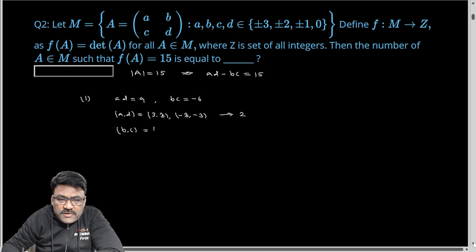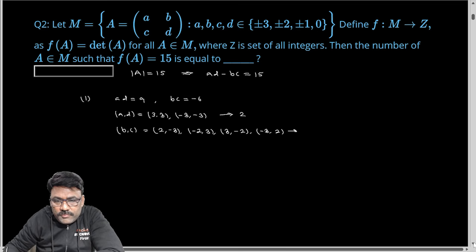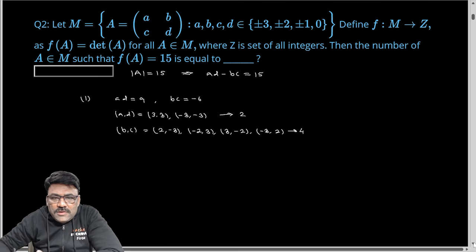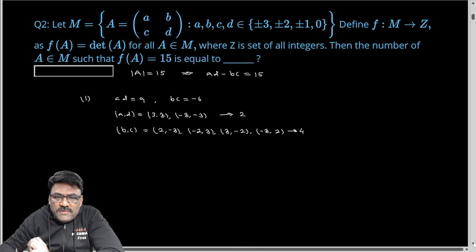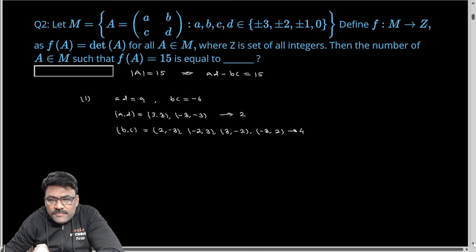So minus 6 means it can be (2, -3), (-2, 3), (3, -2), or (-3, 2). So 4 possibilities for BC. So hence AD can be selected in 2 ways, BC can be selected in 4 ways. So hence AD minus BC can be 15 in 8 ways.